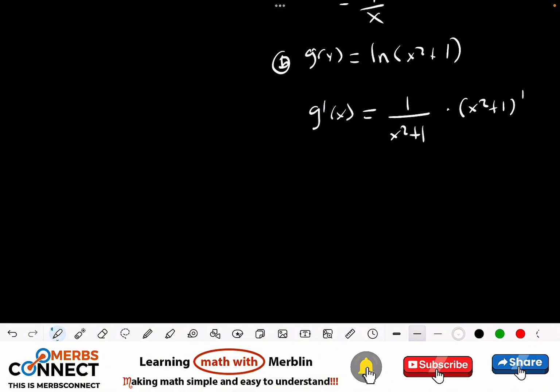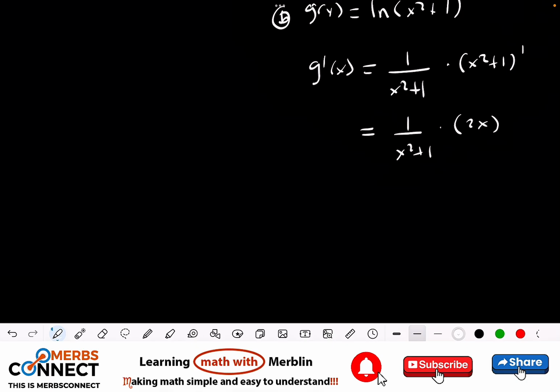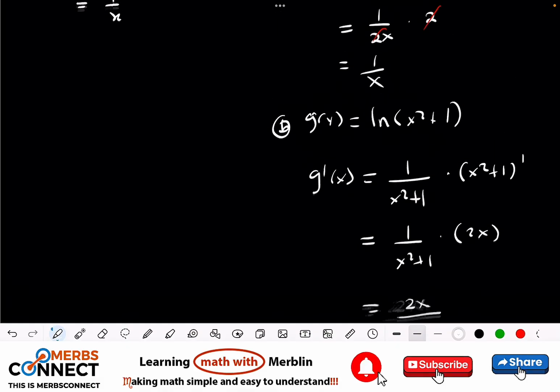So this is going to be 1 over x squared plus 1 times, when I differentiate what's inside the parenthesis, what am I going to get? 2x, right? Then when I multiply, I'm going to have 2x divided by x squared plus 1. So you see that it's very simple.